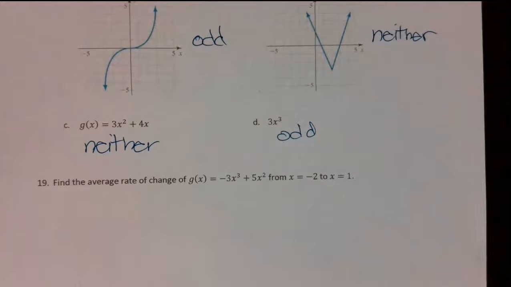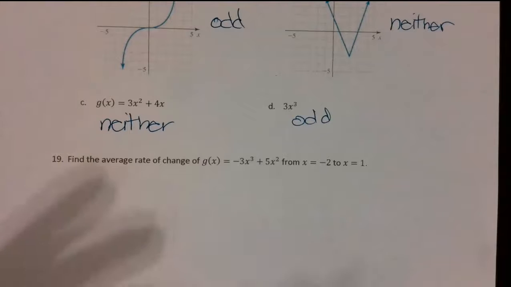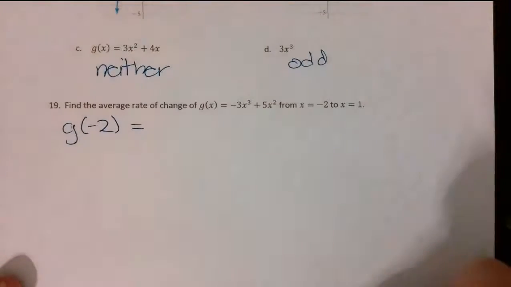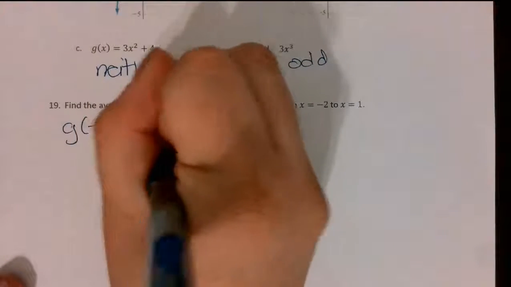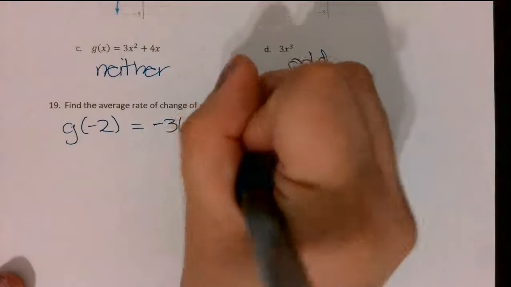Okay. Number 19 wants me to find the average rate of change of g of x equals negative 3x cubed plus 5x squared between the points x equals negative 2 and x equals 1. So what I first want to do is plug in those points. I have g of negative 2, which means I replace all my x's with that negative 2. That one was cubed.